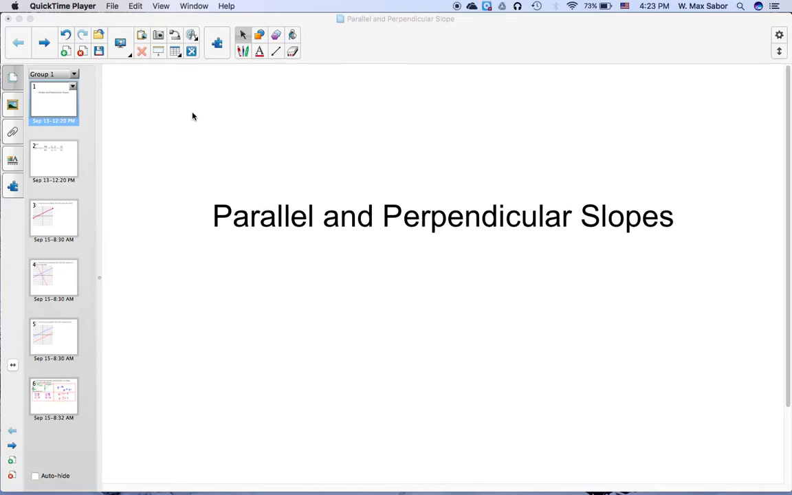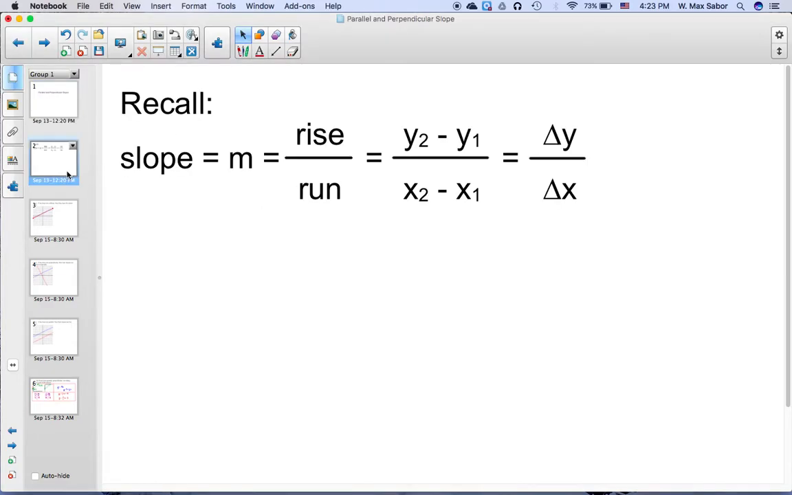Parallel and perpendicular slopes. So before we go into parallel and perpendicular slopes, we have to remember what slope is. Slope we write as m, which is rise over run, y2 minus y1 over x2 minus x1, or change in y over change in x. This is review.